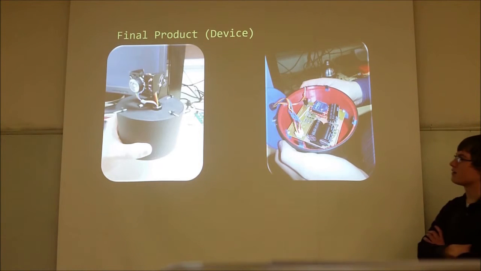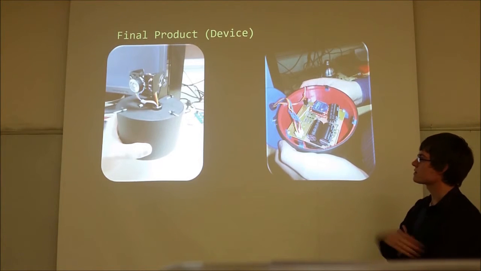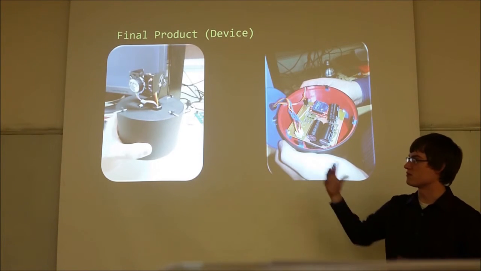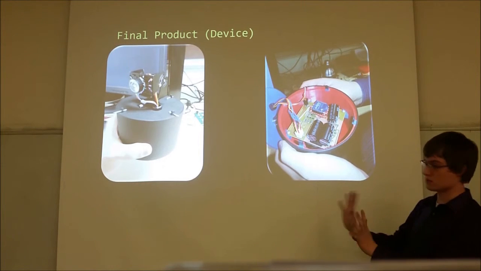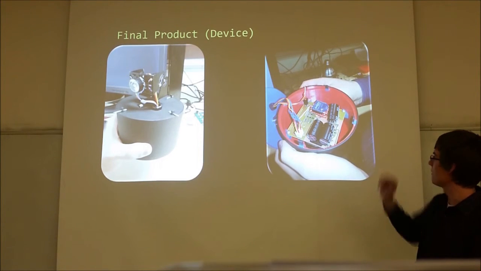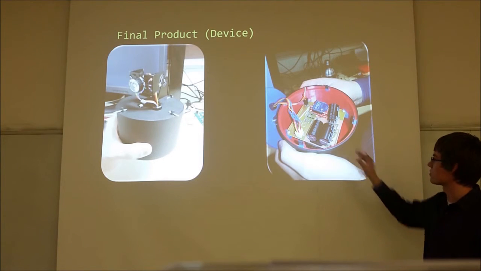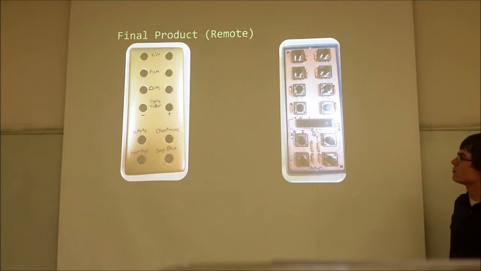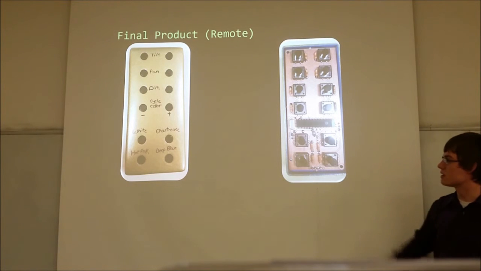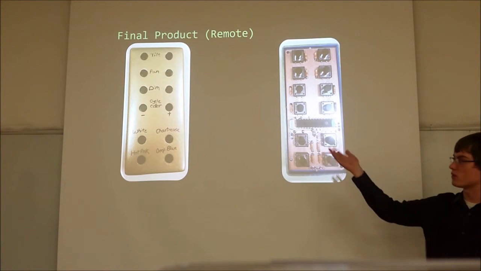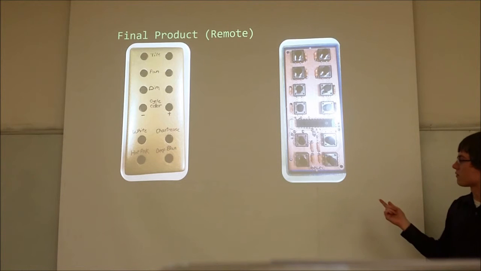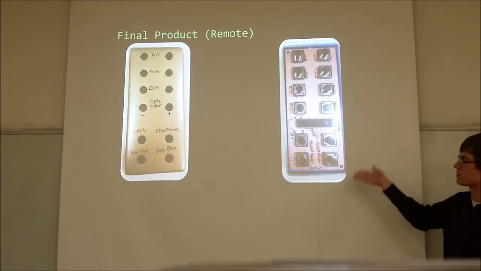Okay, so this is the final product here, a picture of the device. On the left side, you've got the device all enclosed, and this is what it looks like when you hang it in your ceiling. Right here, the top is popped off, and you can see the bottom side of the circuit board. Here is the final product of the remote. Left side is with the top still on, colored gold with all the buttons labeled, and the right side is the top popped off with the top side circuit.